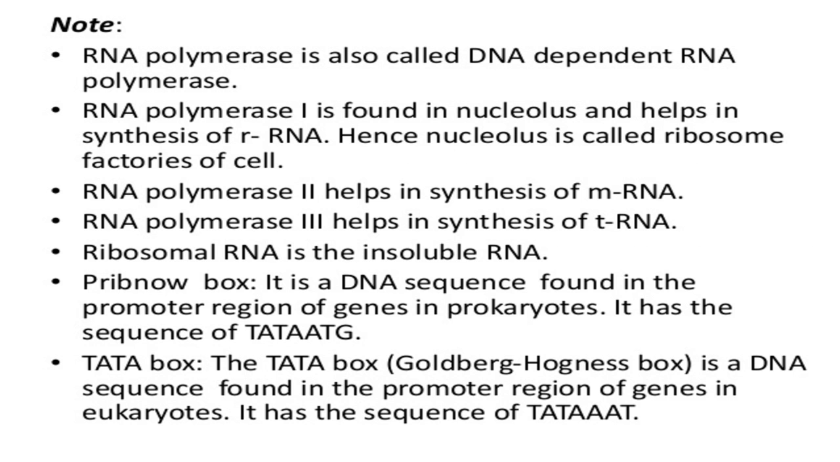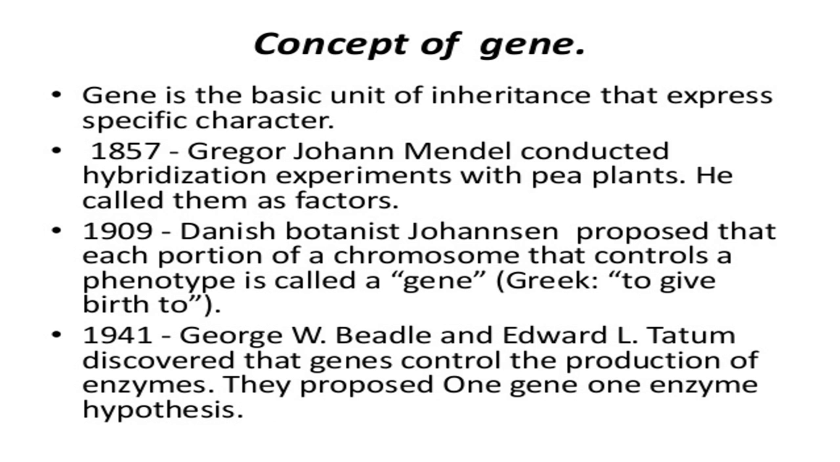Pribnow box is a DNA sequence found in the promoter region of the gene in prokaryotes. It has the sequence TATAAT. TATA box is a DNA sequence found in the promoter region of the gene in eukaryotes. It has the sequence TATAAT. So now, what is the concept of gene?